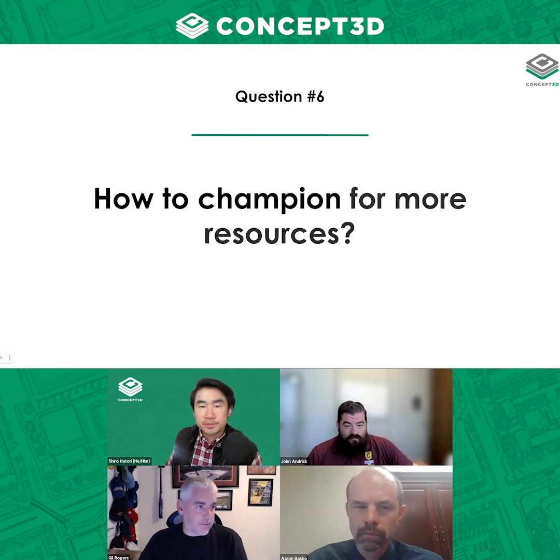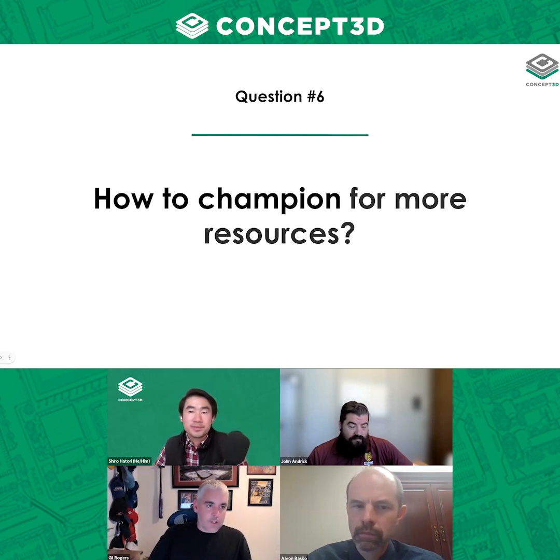I think that's a great summary of the point, Shiro, that it's not necessarily about championing more resources, although when you need something, ask for it, right? If you don't ask, that's what I always tell my kids. That's what I've always lived by: if people don't know what you need, you're not going to get it. So it doesn't hurt to ask. But to Aaron's point, it's more about championing for change.